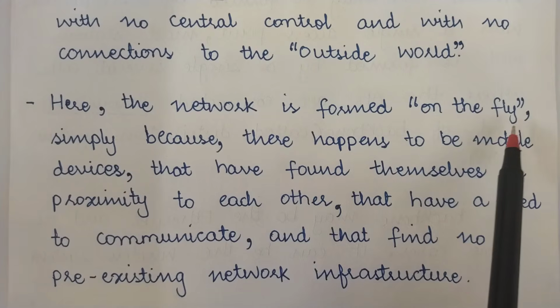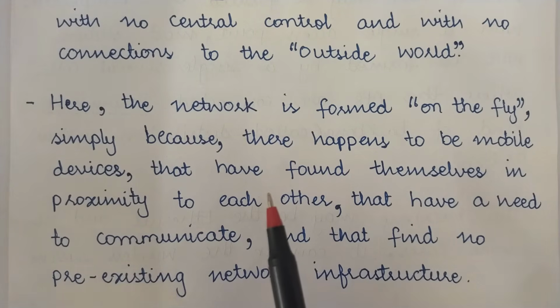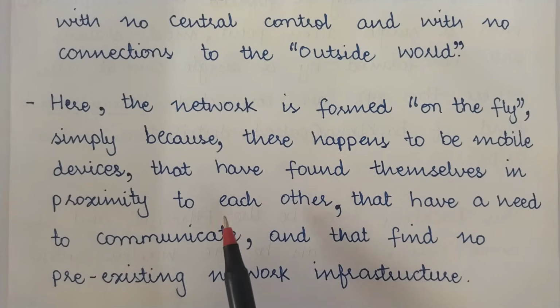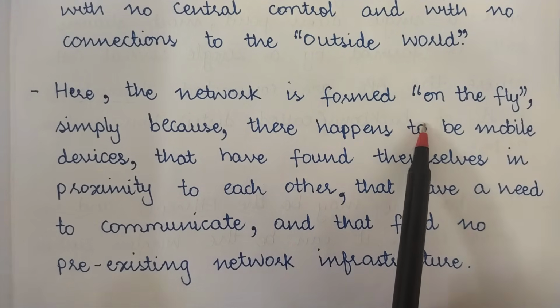So the network is formed on the fly simply because there happen to be mobile devices, and you cannot pre-decide the configuration for the mobile devices, which are always on the go, that have found themselves in proximity to each other, that have a need to communicate, and that find no pre-existing network infrastructure, because they are mobile devices. So obviously you cannot have a pre-existing network infrastructure for them. As and when they roam, they find themselves in close proximity to another device, and they have a need to communicate, they get connected. That is why this kind of network is formed on the fly or on the go.